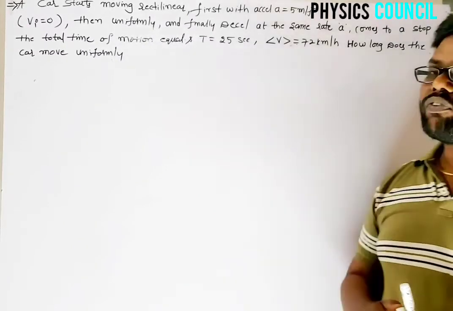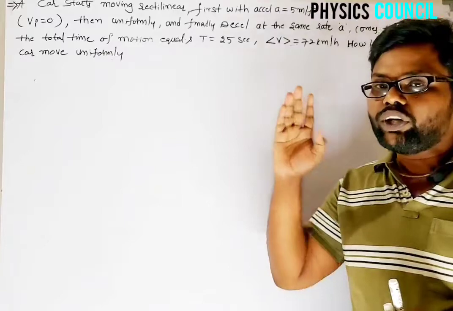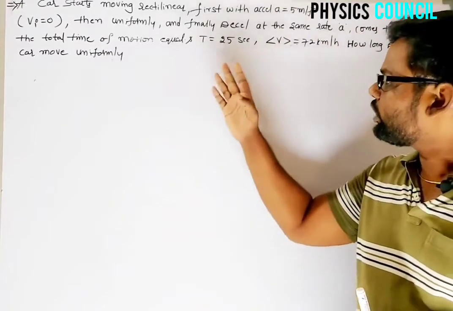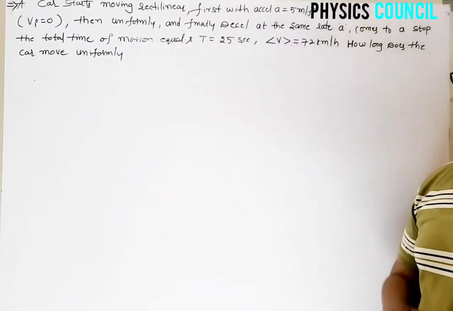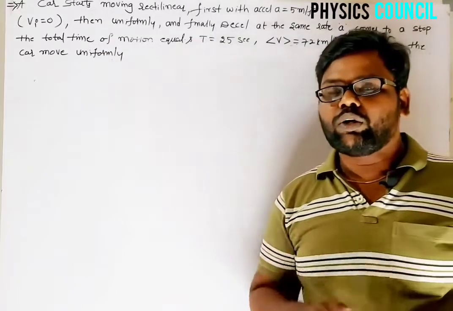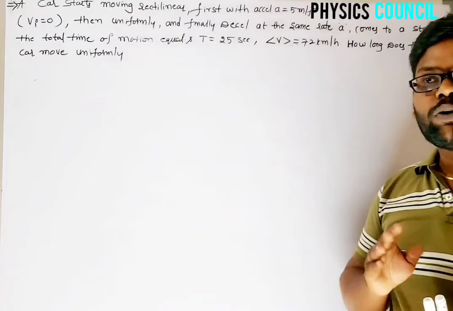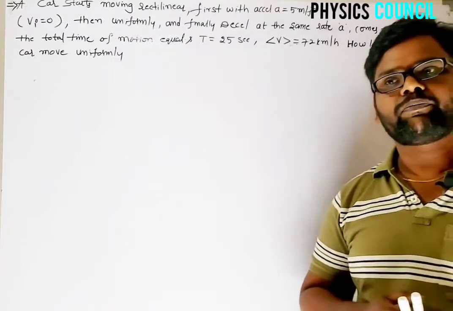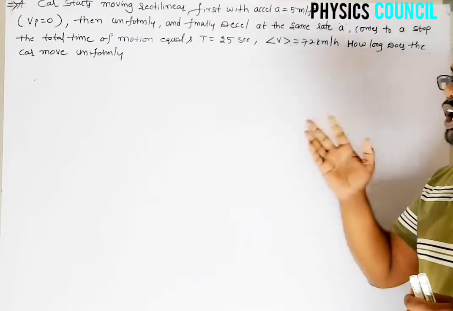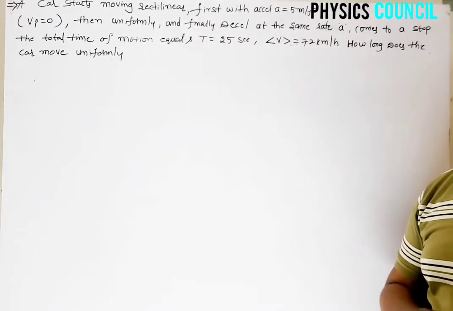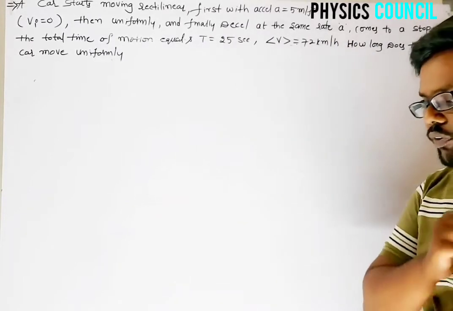The total time of motion is t equals 25 seconds, and the average velocity of the car during the motion, 72 kilometers per hour, they have given. And the question is, how long does the car move uniformly?